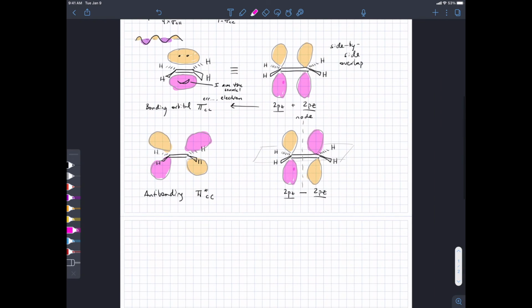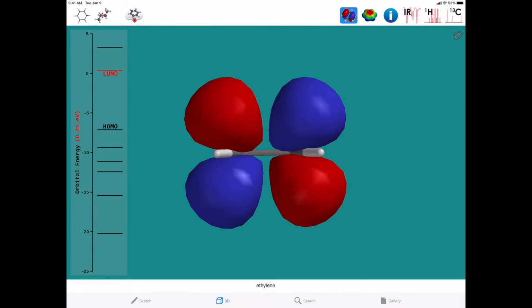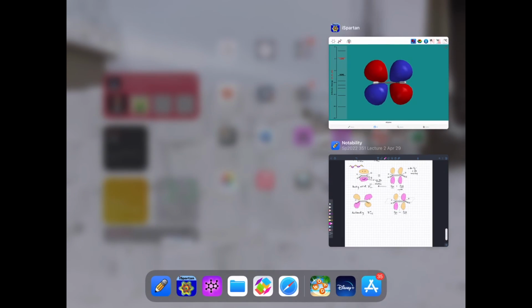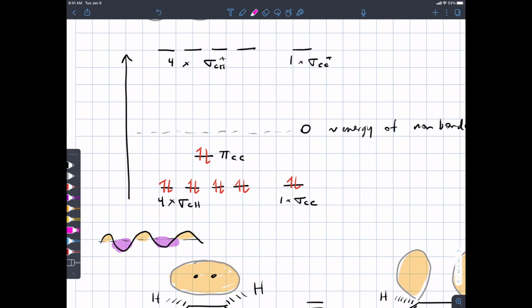All right. So that's what it would look like. If we go to Spartan, that's what we see. It's an antibonding orbital because there's a node between the two nuclei, such that if we put electrons in this orbital, they would pull the nuclei apart. That's the pi star. Okay, and just as the pi orbital is higher in energy than the sigma orbitals, so the pi star is lower in energy than the sigma stars.